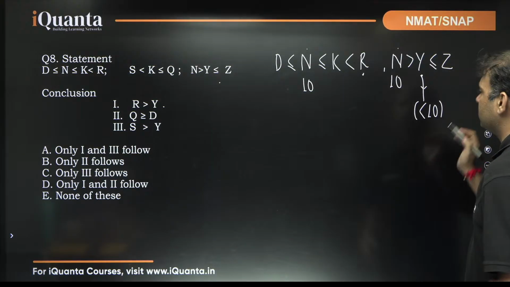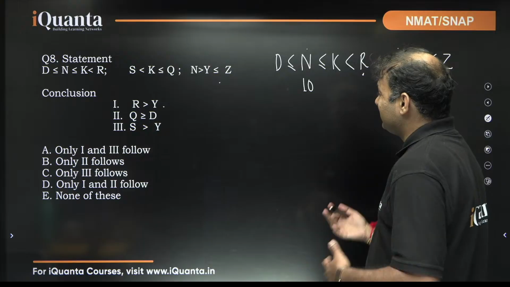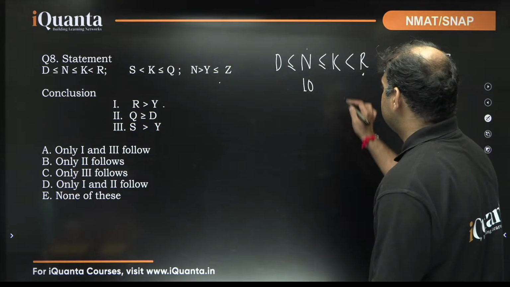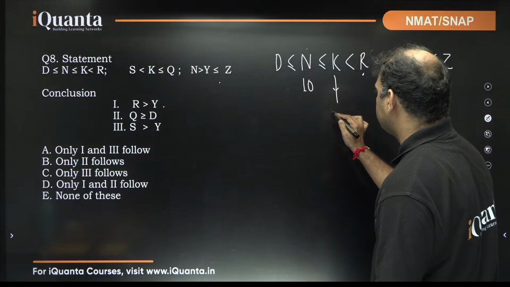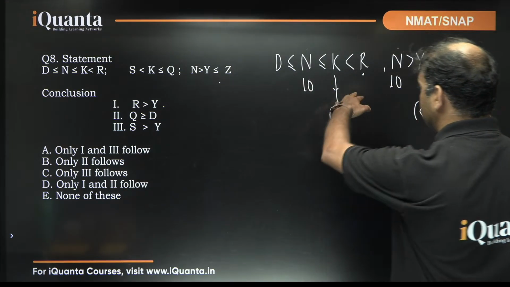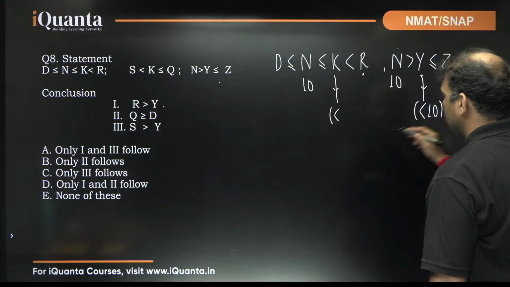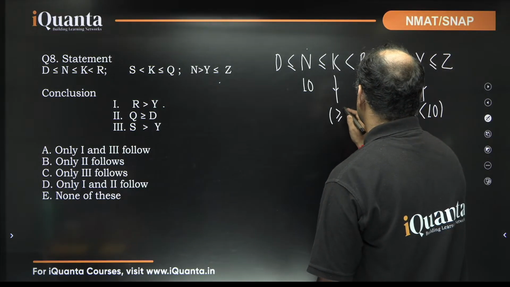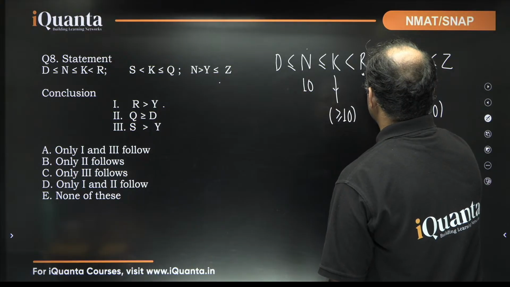Simple. Alright. Next thing, N is less than or equal to K, K is less than R. So guys, I think it's pretty obvious. Even if, let's say, K is equal to 10, or K is greater than or equal to N, right? K is greater than or equal to N. So we can say K is greater than or equal to 10. Alright. So what about R, guys?